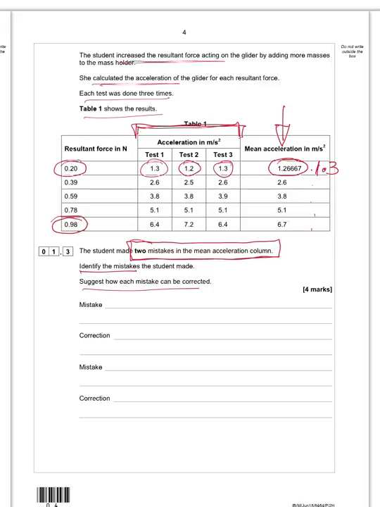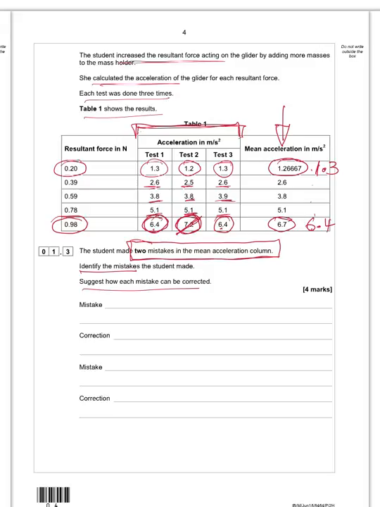And the second mistake is in this row here for the 0.98 force value for the mean. And here you can clearly see with all of the others, 2.6, 2.5, 2.6, they're all about the same. 3.8, 3.8, 3.9, same. In this one they are even exactly the same, 5.1. With this one, 6.4 and 6.4 and 7.2. 7.2 clearly doesn't fit the pattern, so she should have ignored 7.2 when she worked out the average. So the average of 6.4 and 6.4 by itself is obviously just 6.4, so that's what she should have written.